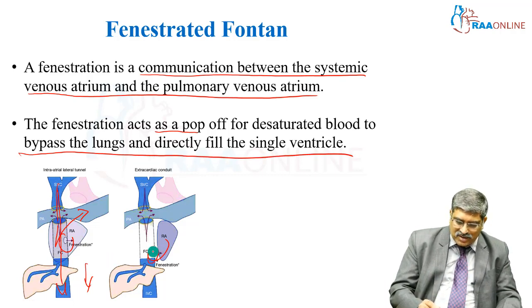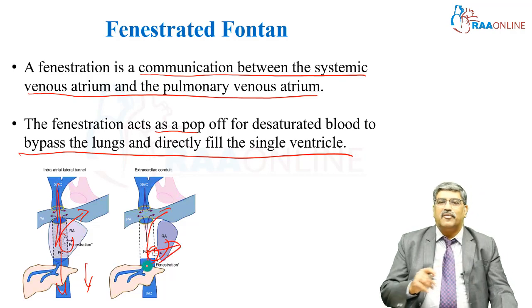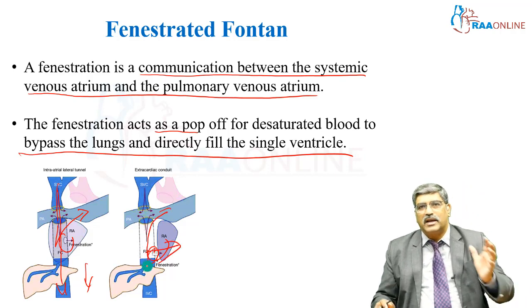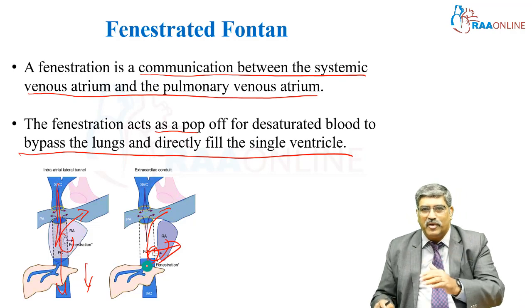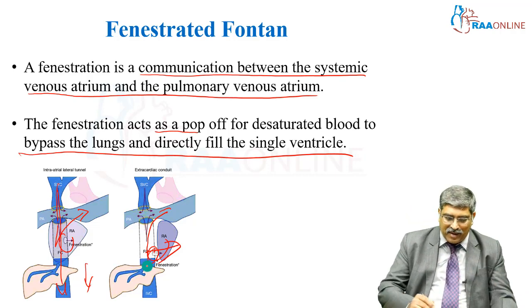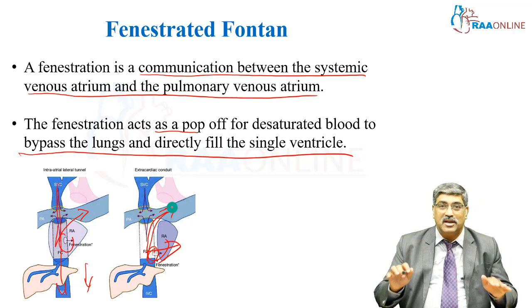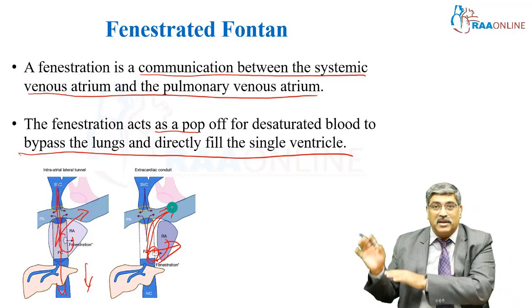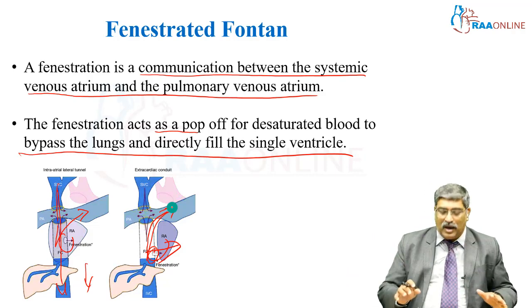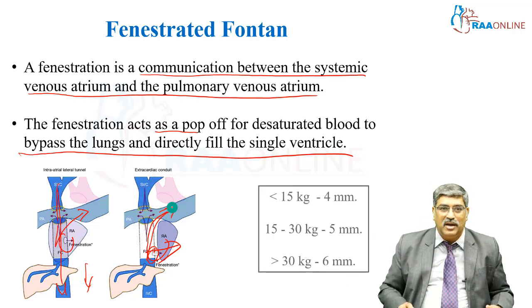Here the conduit is there. The blood, instead of going into the pulmonary artery, comes into the ventricle directly. So it increases the volume of the ventricle. But at the same time, it bypasses the pulmonary artery and causes deoxygenation. It does not fill the lung, but instead fills the ventricle, and some deoxygenation will happen.